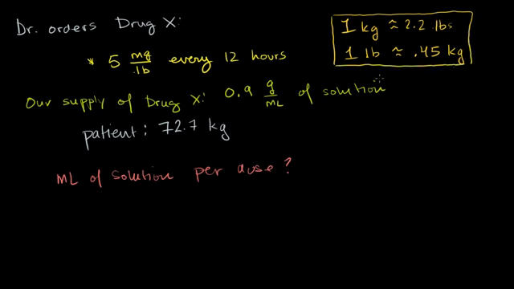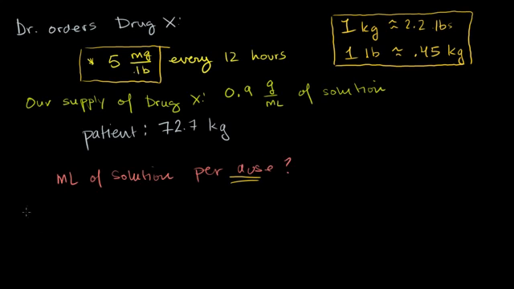Everything else, we'll just need a calculator unless we just want to spend a lot of time doing some arithmetic. So the first thing, let's figure out our dosage in terms of per kilogram. This is per pound. And we really don't need to know every 12 hours because they're asking how many milliliters of solution per dose? A dose is every 12 hours. So the every 12 hours is kind of extra information. So we want to figure out this 5 milligrams per pound. How do we convert that to how many milligrams per kilogram?